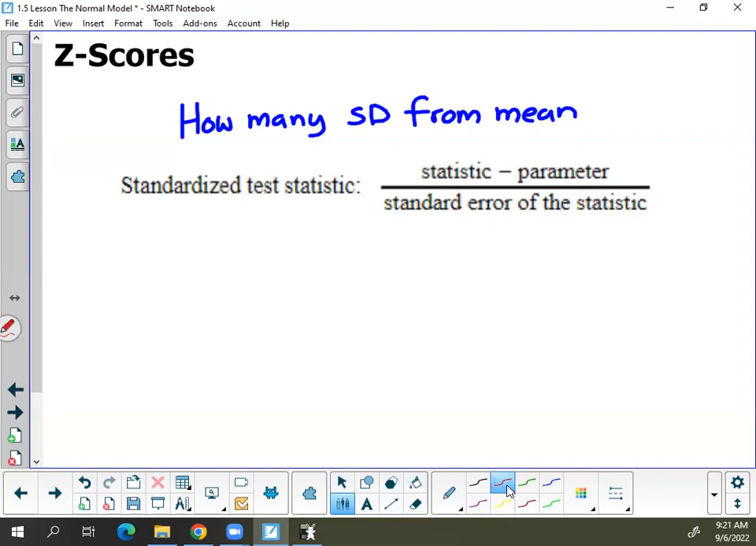How many standard deviations is this data point away from the mean? And this formula right here is how you're going to see this presented on the formula sheet, because there are different standardized test statistics. That's what a z-score is. So z is equal to our statistic, something we're getting from our data set, so our data point, we're going to call it x, minus our parameter, which comes from our population. In this case, we're talking about means, so mu, divided by the standard error, which for us right now we'll just call the standard deviation.